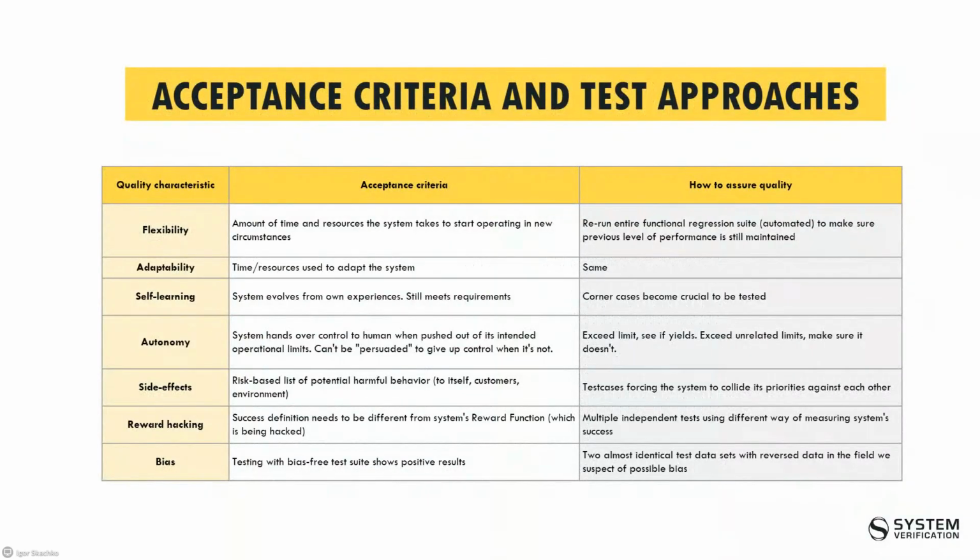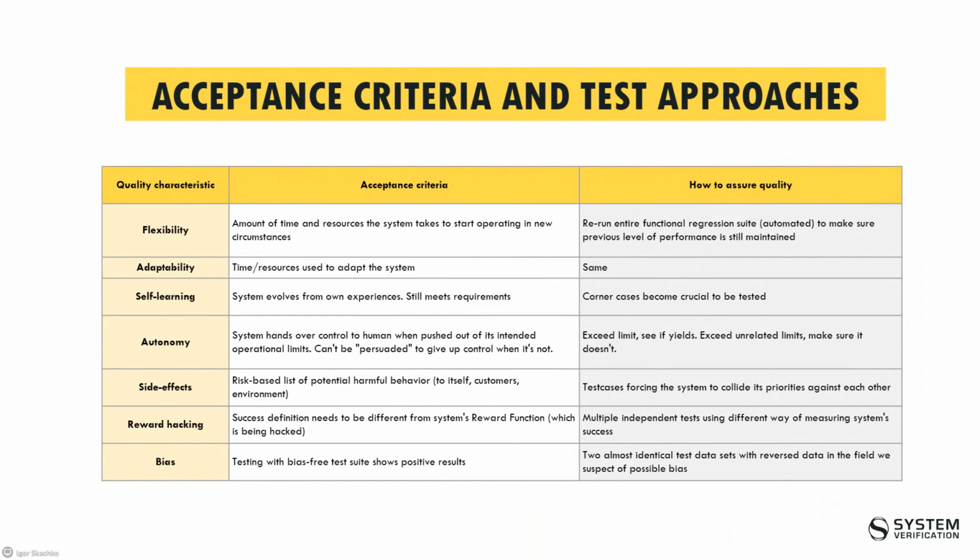Now, if we go a bit further into the acceptance criteria and test approaches for each of these quality characteristics, we would see that flexibility should have clearly defined the amount of time that it takes to start operating in the new circumstances. But the way to test it is actually to create a suite of functional regression tests and measure that time, right? That suite actually can be automated.